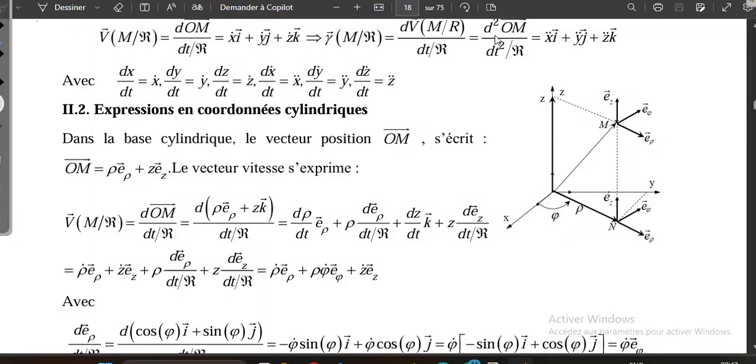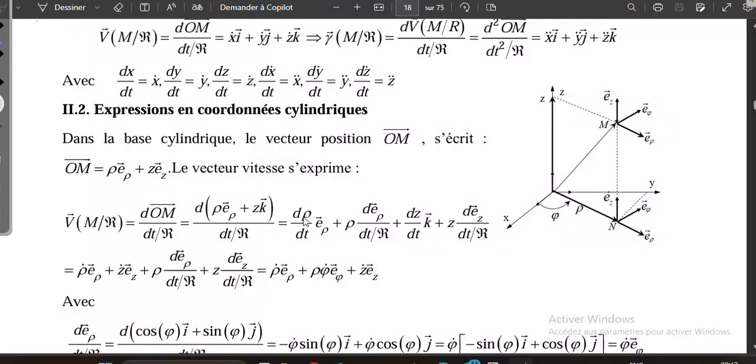So imagine if you're reading this book on your own, teaching yourself. They give you OM, rho E rho plus z E z. You have to know how to find the velocity vector, dOM over dt in R. Here you apply the product rule, since E rho is non-constant in R. So you first find the derivative of rho with respect to time, you keep E rho constant, then plus you keep rho constant and you find the derivative of E rho with respect to time in R.